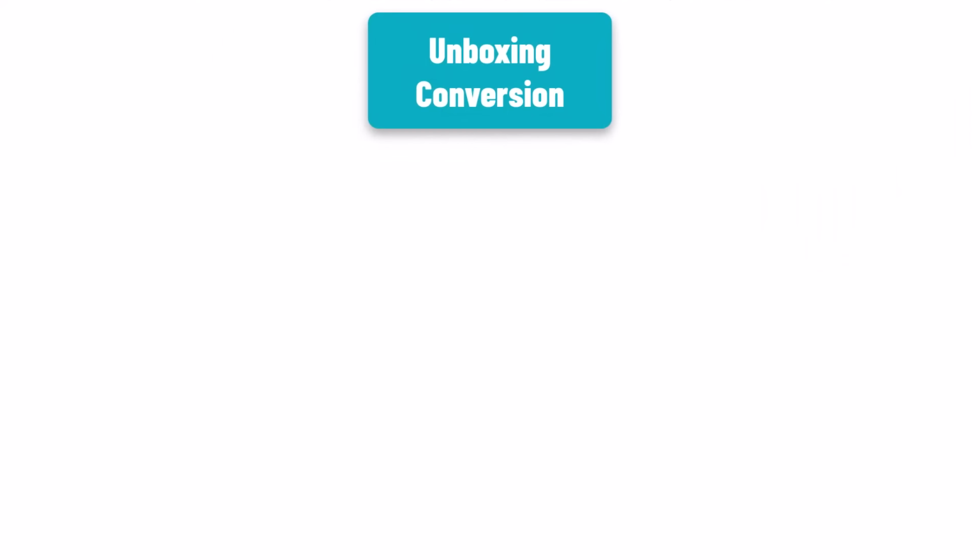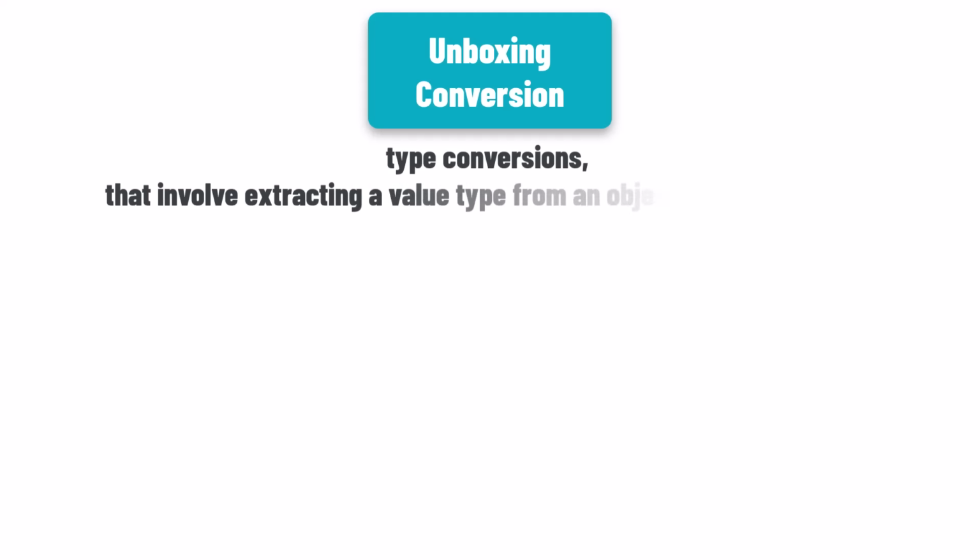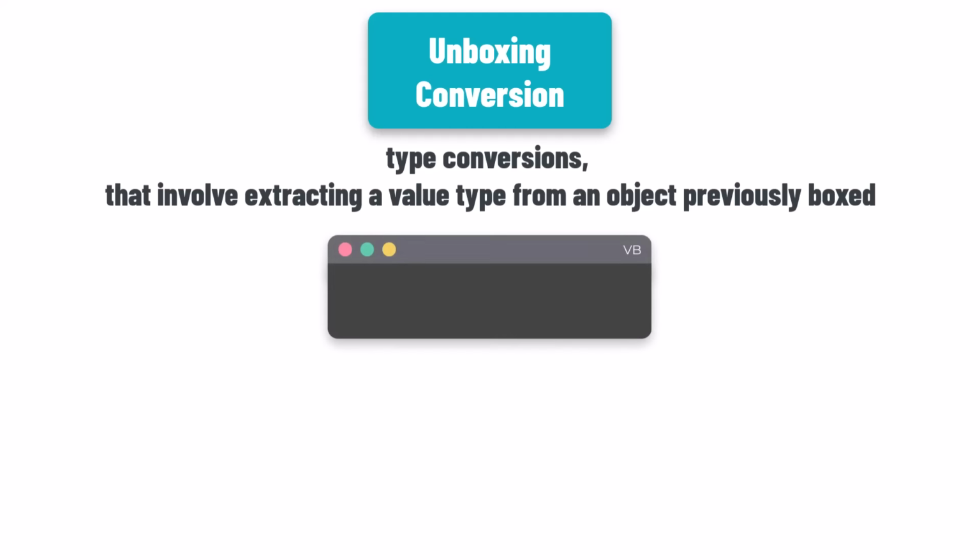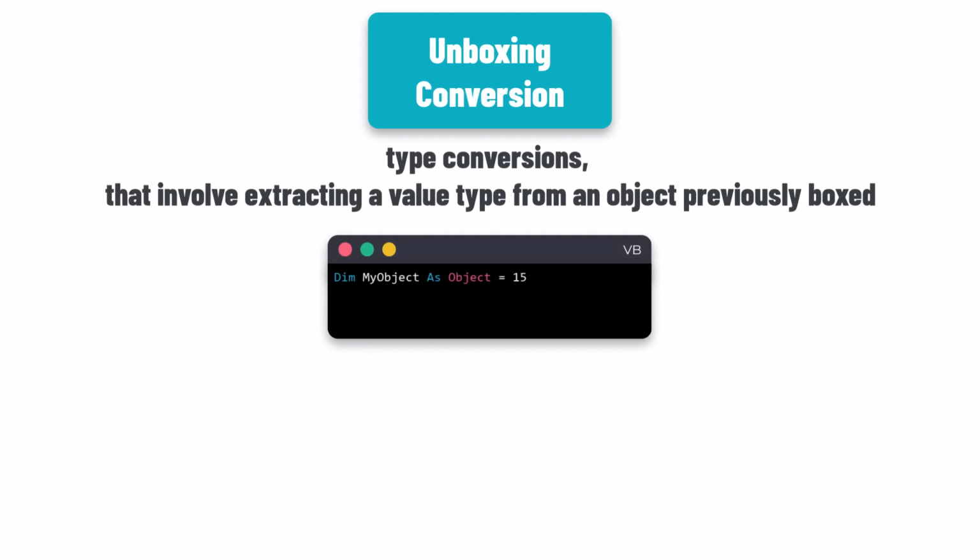Let's kick off with unboxing conversion. Unboxing conversions are type conversions that involve extracting a value type from an object previously boxed. So, unboxing conversions are all about taking a special value from a box. For example, I have the following object variable, where I stored an integer number. This number is hidden inside an object box.